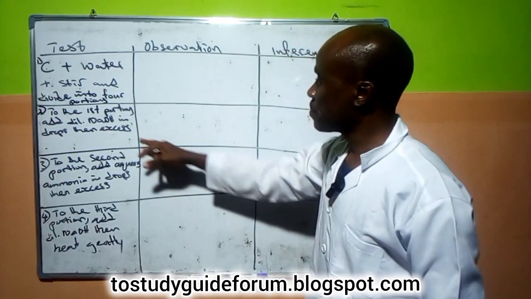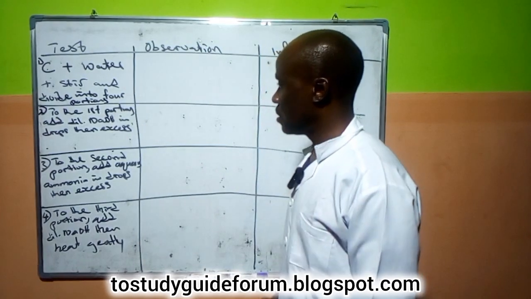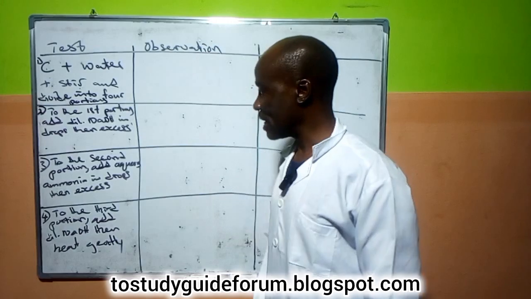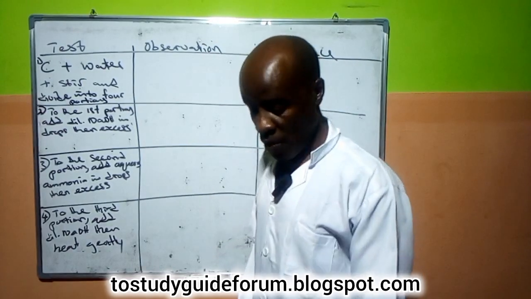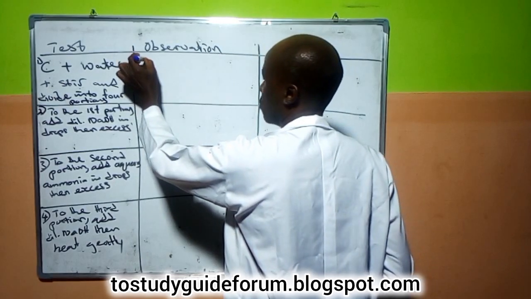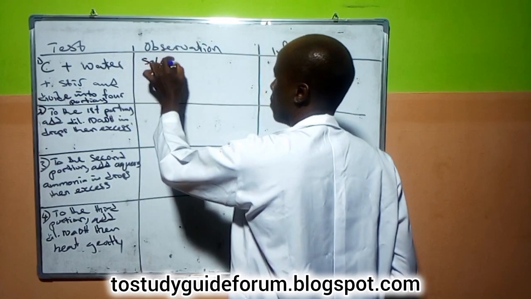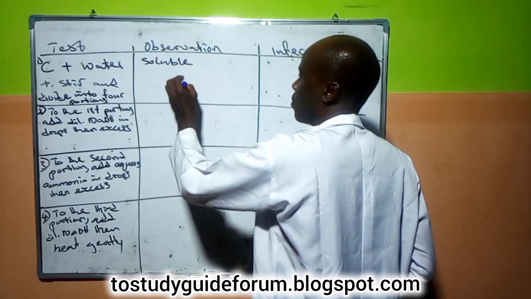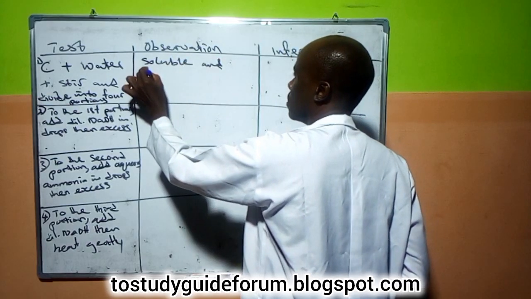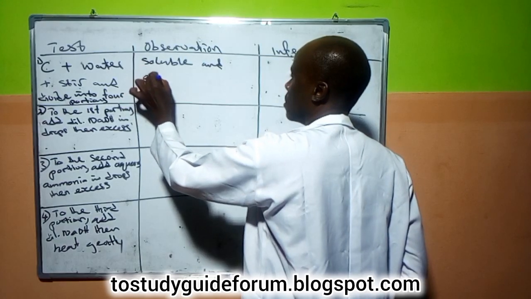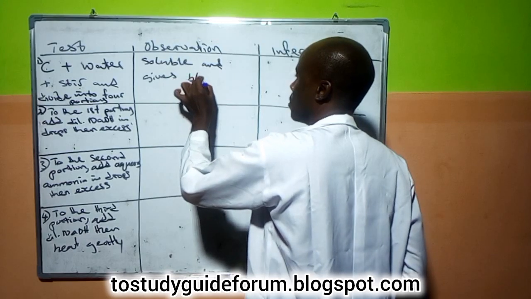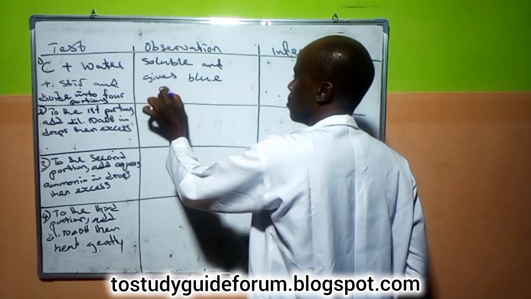This one says the first portion, add dilute sodium hydroxide in drops, then in excess. Now, from what we have already, it is soluble. Here we have soluble, and a blue solution.